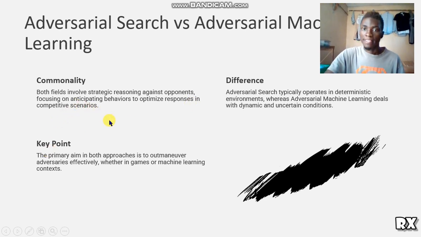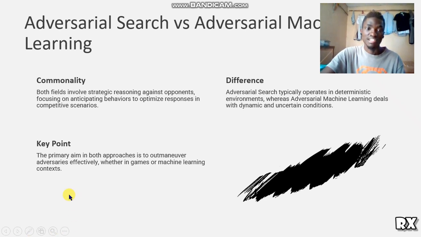Then the difference is that adversarial search typically operates in deterministic environments. Take for example Monopoly, where we are throwing the dice, and the dice is the one which determines your decision. Whereas adversarial machine learning is dynamic, uncertain and a harsh environment, because with the attacker of your system, you don't know the steps he or she wants to use. They can use steps that you never even thought they would use. So that is the difference.